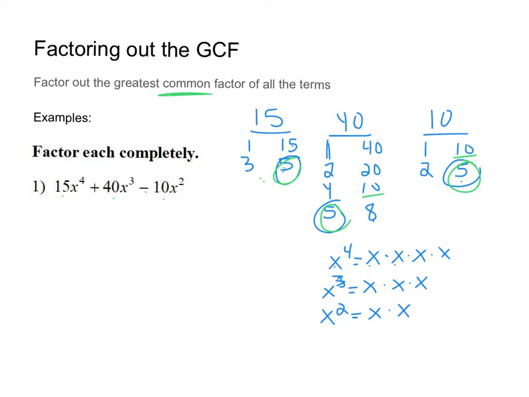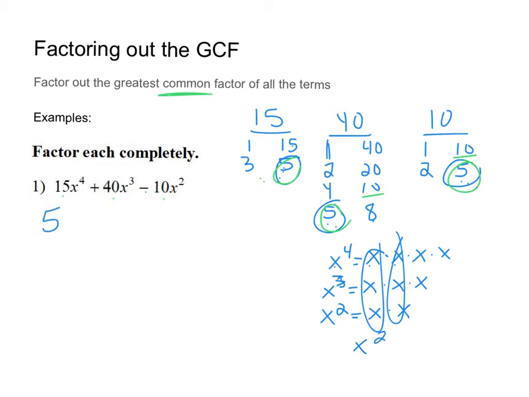The same way we were looking for a common factor, here we're looking for how many of these x's, how many of the variables, they have in common. Each of them has at least 2 of the x's. So that means we're going to take out an x squared.